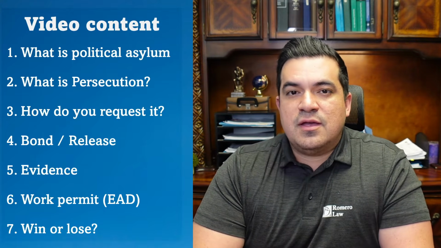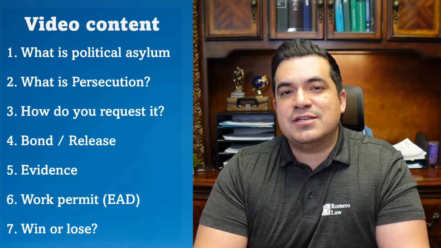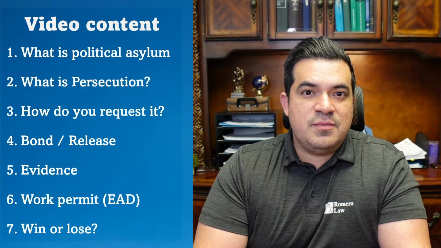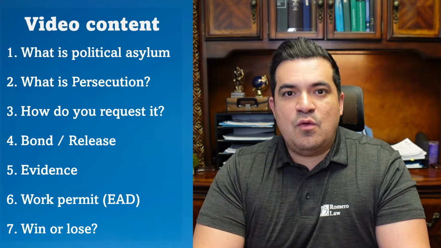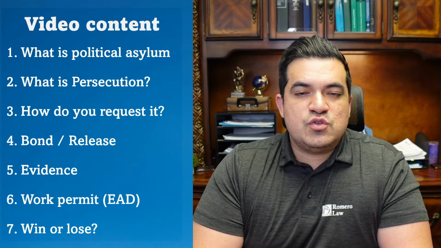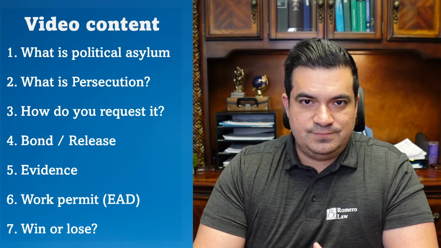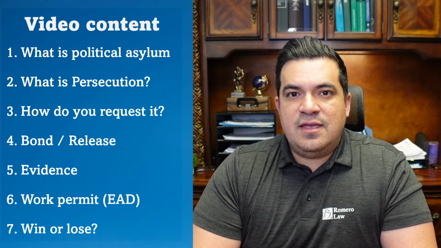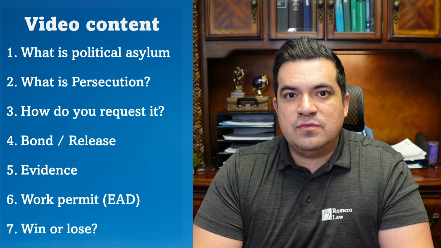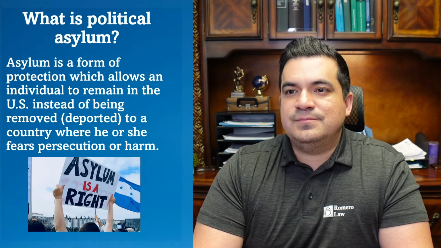Also, I'm going to be talking about what type of evidence you need to support your asylum application, and also the work permit, the work authorization document. That's also a very common question. When do you get it? How do you apply for it? And I will also address what happens if you win your case, and what happens if you lose your case. Okay, so if there's any specific portion that applies to you, you can skip ahead, or you can watch the whole video so you can fully understand in a nutshell what political asylum is.